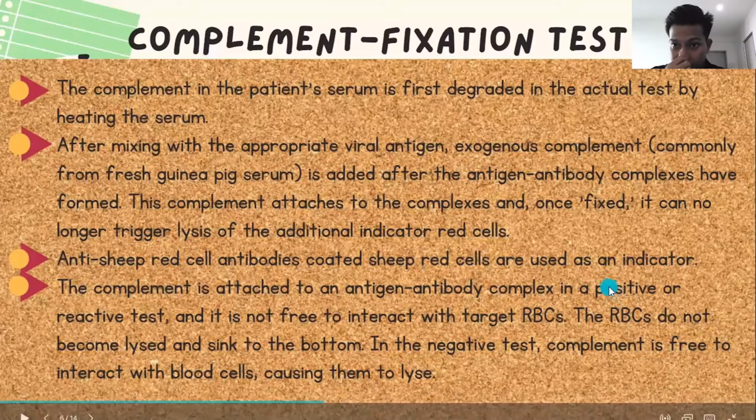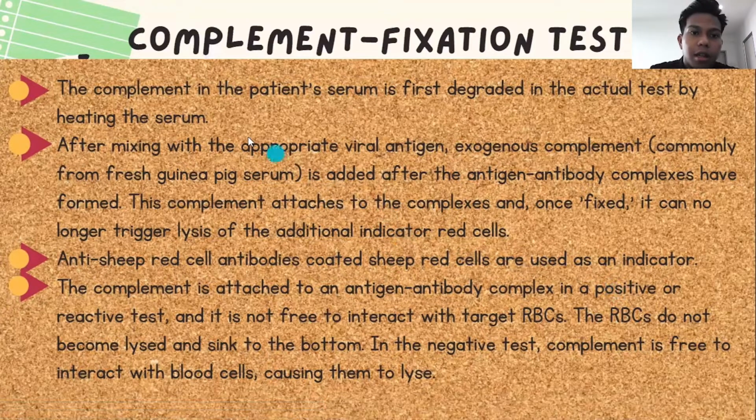So this is the complement fixation test. The complement in the patient serum is first destroyed or degraded by heating the serum. After mixing with the appropriate viral antigen, exogenous complement, commonly from fresh guinea pig serum, is added after the antigen-antibody complex has formed. This complement attaches to the complex and once fixed, it can no longer trigger lysis of the additional indicator red cell. So the anti-sheep red cell antibodies coated on the sheep red blood cells are used as an indicator in this experiment.